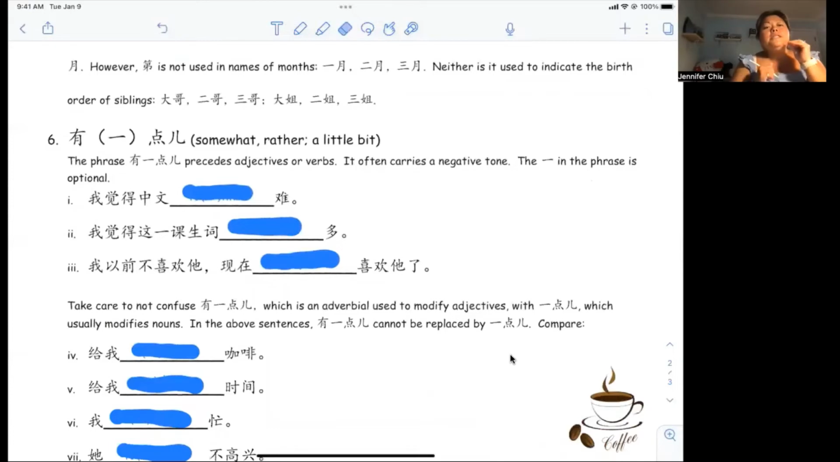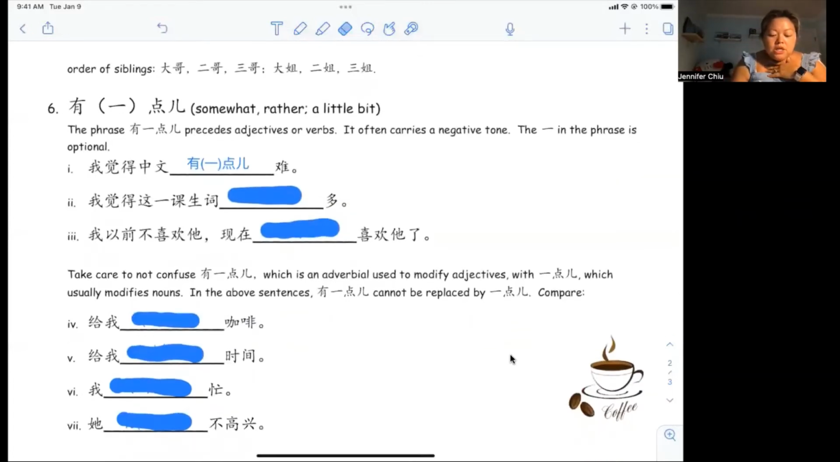We're practicing 有一点. So the 一 is optional, right? If you read this through, the phrase 有一点 precedes adjectives or verbs. It often carries a negative tone, often, not necessarily always, right? The 一 in the phrase is optional. So you can say 有点 or 有一点, just a little bit, right? So again, repeat after me. Number 1, 我觉得中文有点难, or we say 我觉得中文有一点难. Either way, all right? Number 2, 我觉得这一课生词有点多, or 我觉得这一课生词有一点多.